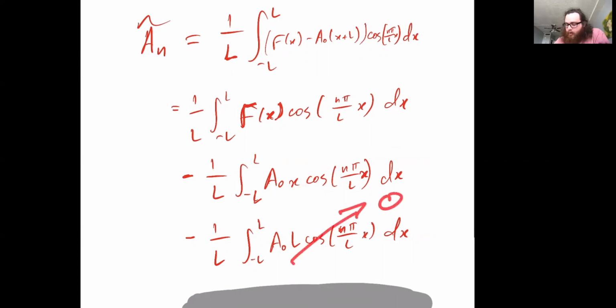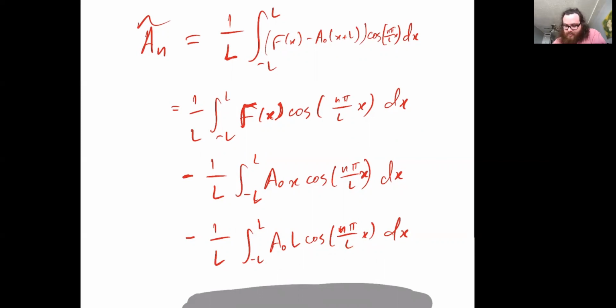This thing down here will also be 0, and there are two ways you can see this. One of them is you're integrating a constant times cosine of n pi x over L over its entire period. Wherever cosine is positive, it will cancel with wherever it's negative. So the integral will be 0.